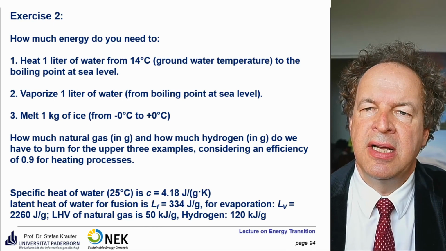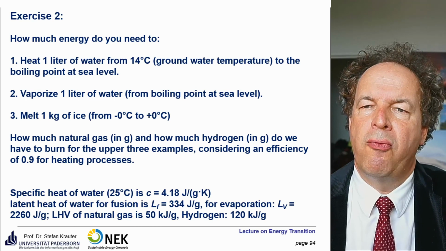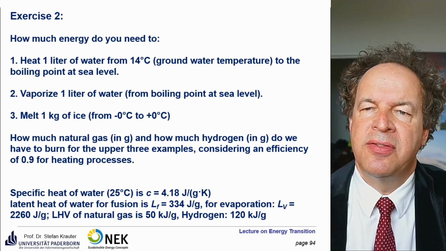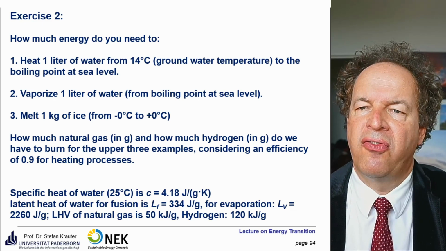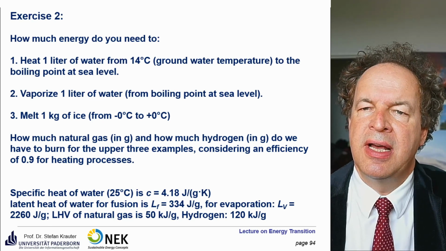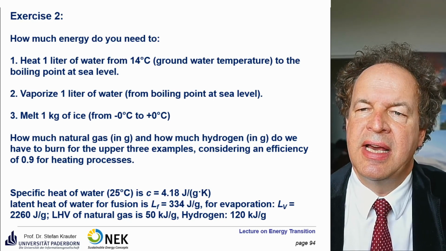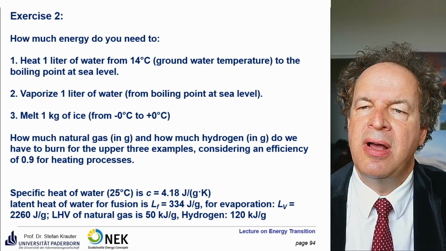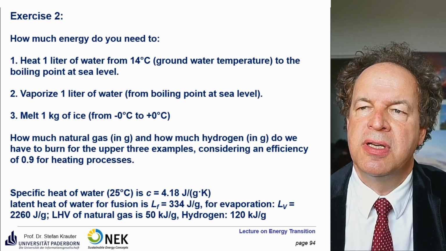Additional data: the specific heat of water is c = 4.18 joule per gram Kelvin. The latent heat of water for fusion is, as already mentioned before, 334 joule per gram. For evaporation, it's 2260 joule per gram. The lower heating value for natural gas is 50 kilojoule per gram. For hydrogen it is 120 kilojoule per gram.